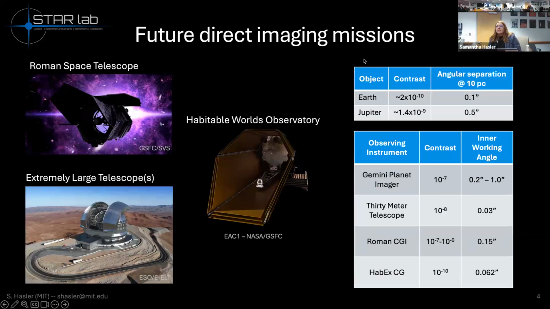On the right-hand side of the slide, I'm showing you in the top table some example contrast requirements for a couple of solar system analogs. You can see that to reach something like Jupiter and the Earth, we're really going to need contrast levels of about 10^-9 or 10^-10. In the bottom panel, I'm showing you an example of a currently observing system, the Gemini Planet Imager, compared to some systems that we're looking toward in the future, including the 30 meter standing in for those extremely large telescopes, Roman, and then HabEx standing in for HWO. So we're going from contrast levels of about 10^-7 at best right now, all the way down to 10^-10 to get to that Earth-like planet.